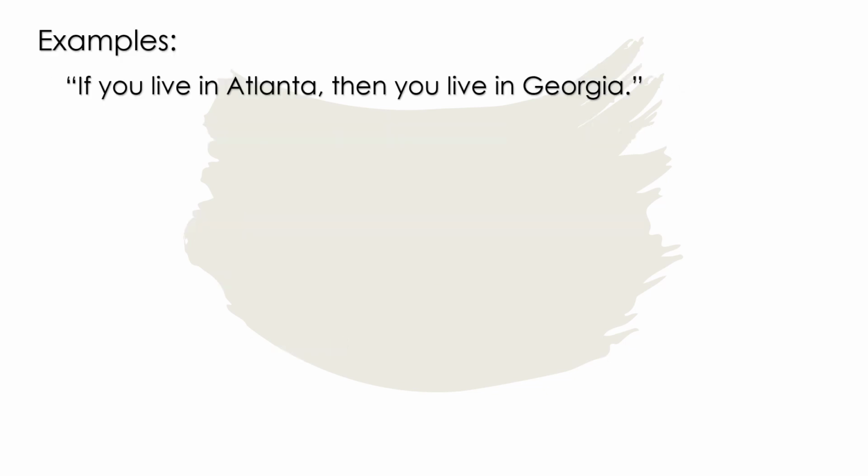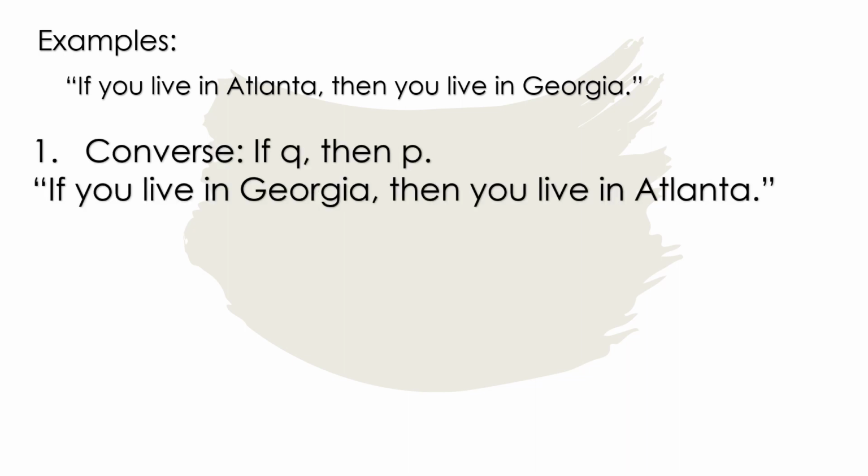All right, so let's do an example. So here's our conditional statement. So go ahead and write that down. If you live in Atlanta, then you live in Georgia. So living in Atlanta is our P, living in Georgia is our Q. So let's do the converse. Remember, the converse is if Q, then P. So Q is Georgia. If you live in Georgia, then you live in Atlanta.